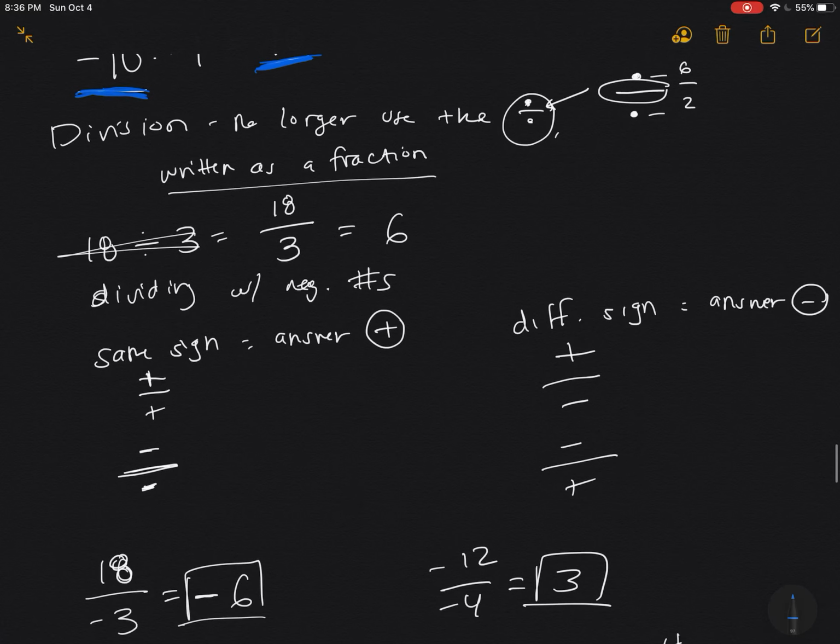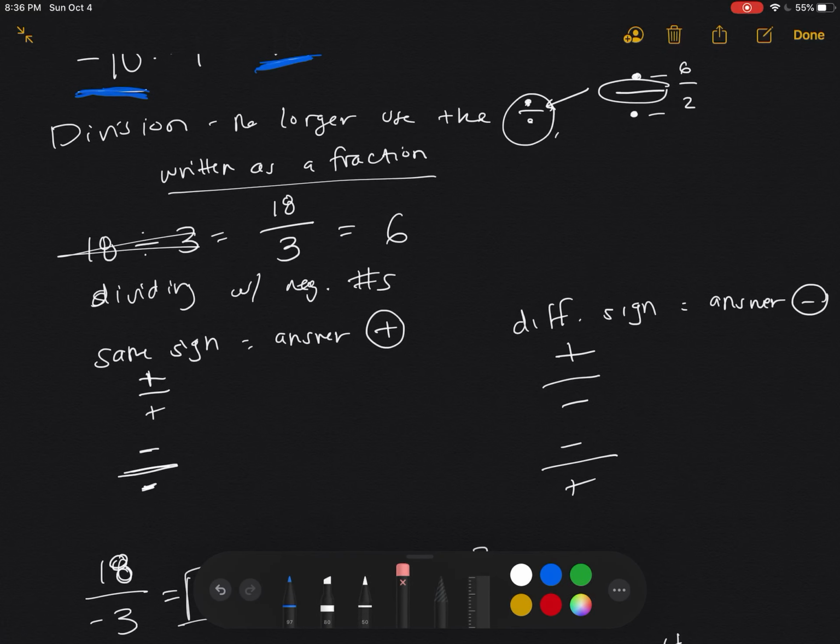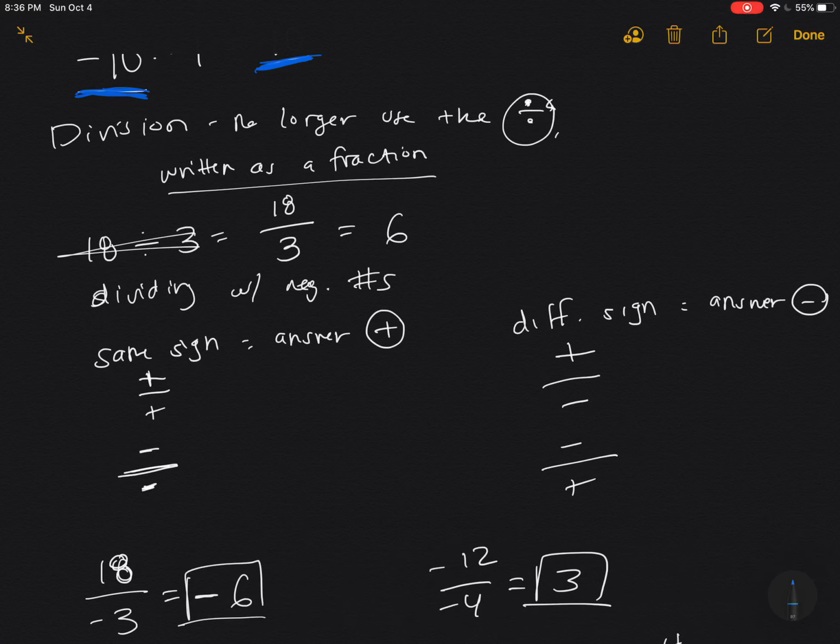All right, so we are moving on to division. I want to erase these. All right, so with division, you no longer use this division symbol anymore.